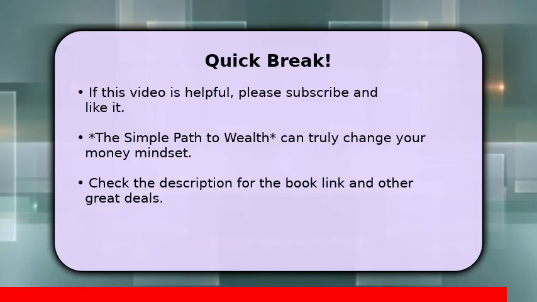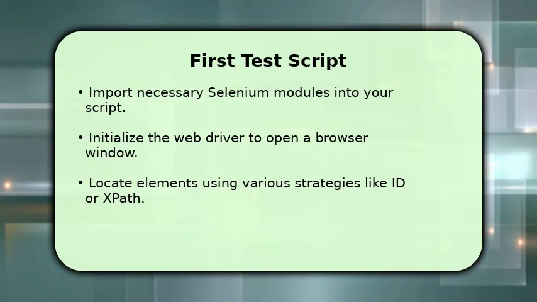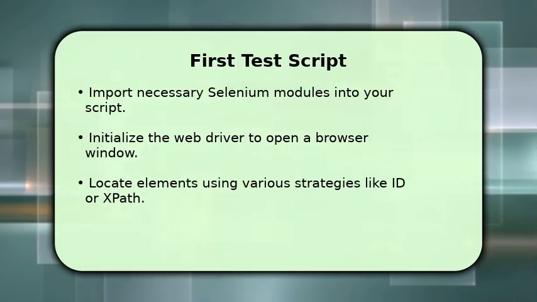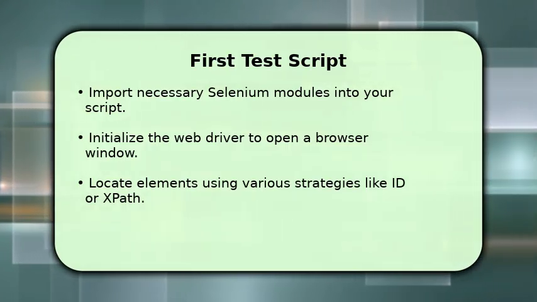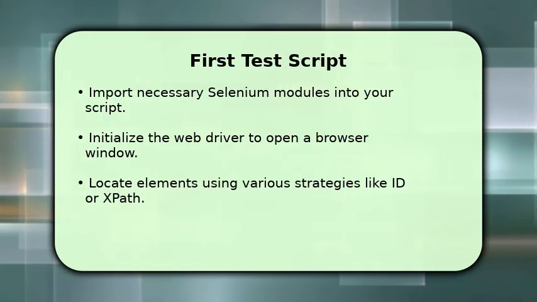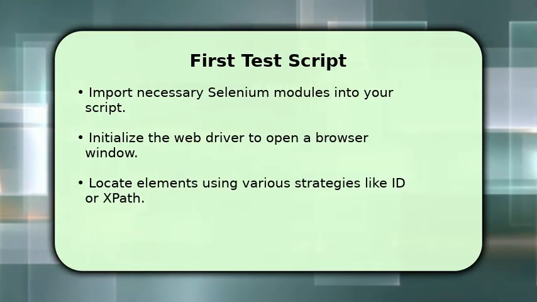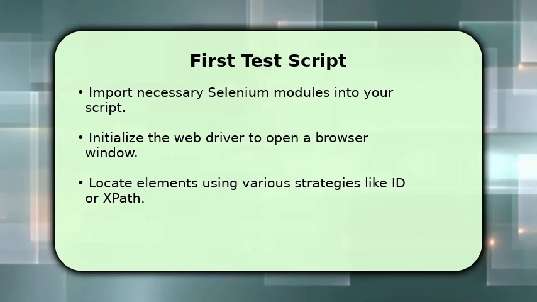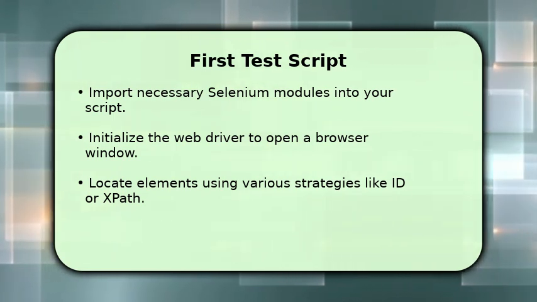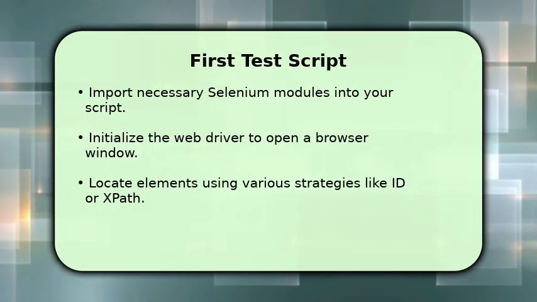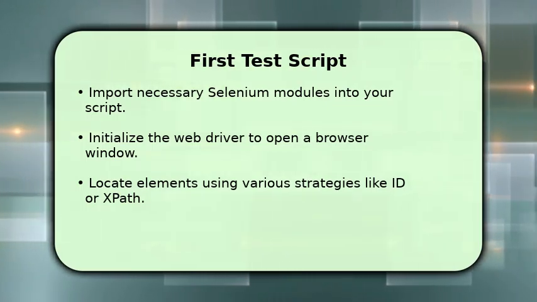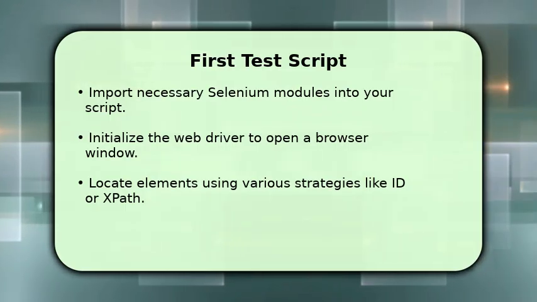Now let's get back to the video. Now let's write your first test script. Start by importing the required Selenium modules into your Python or Java file. Then, initialize the WebDriver to launch a browser window, for example, Chrome. You'll then use methods to locate specific elements on the page, like a button or text field, using strategies such as ID or XPath. This forms the core of your test.